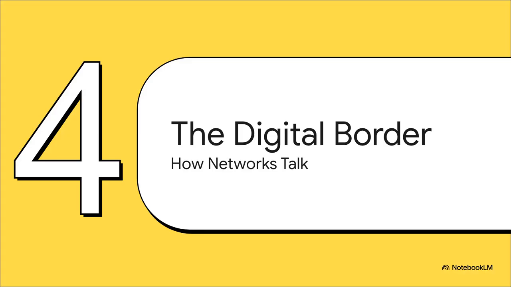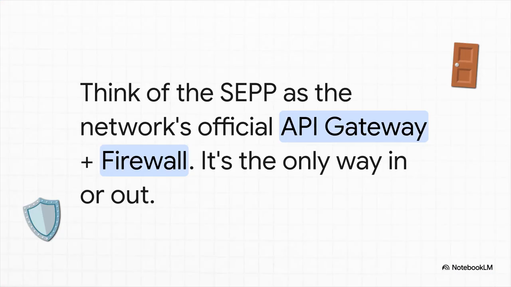Okay, so here's the next big question. We've got 2 totally separate companies here, the network you're visiting and your network back home. How do their internal systems talk to each other without revealing all their secrets? How do you cross that digital border safely? The answer is this really cool thing called the SEPP, the Security Edge Protection Proxy.